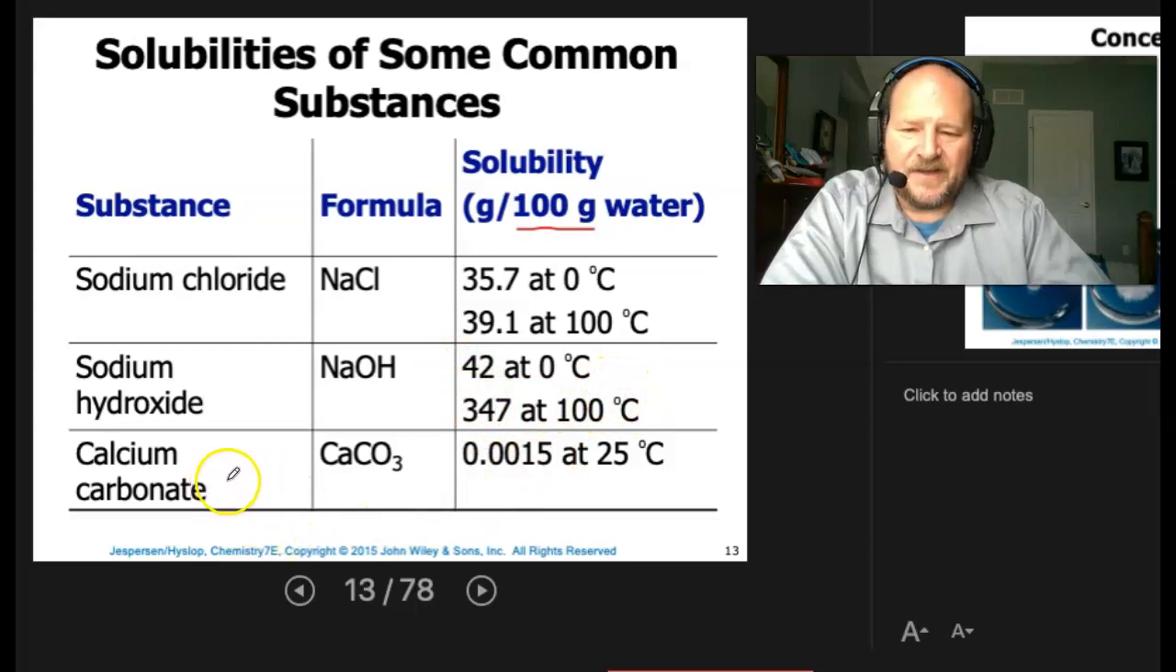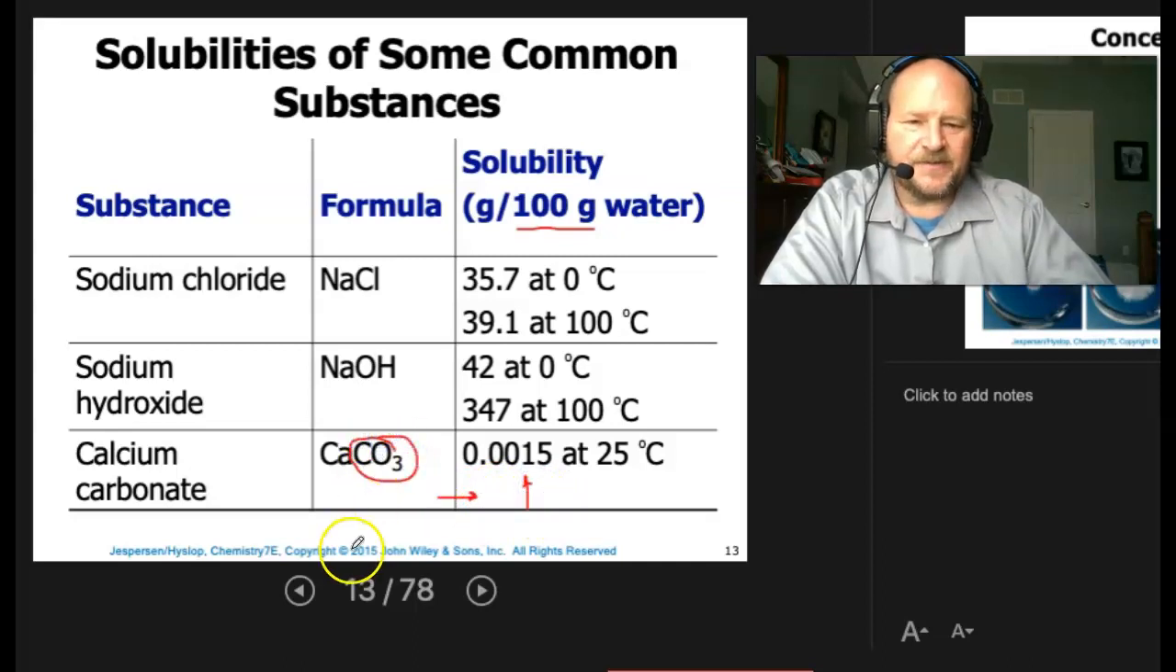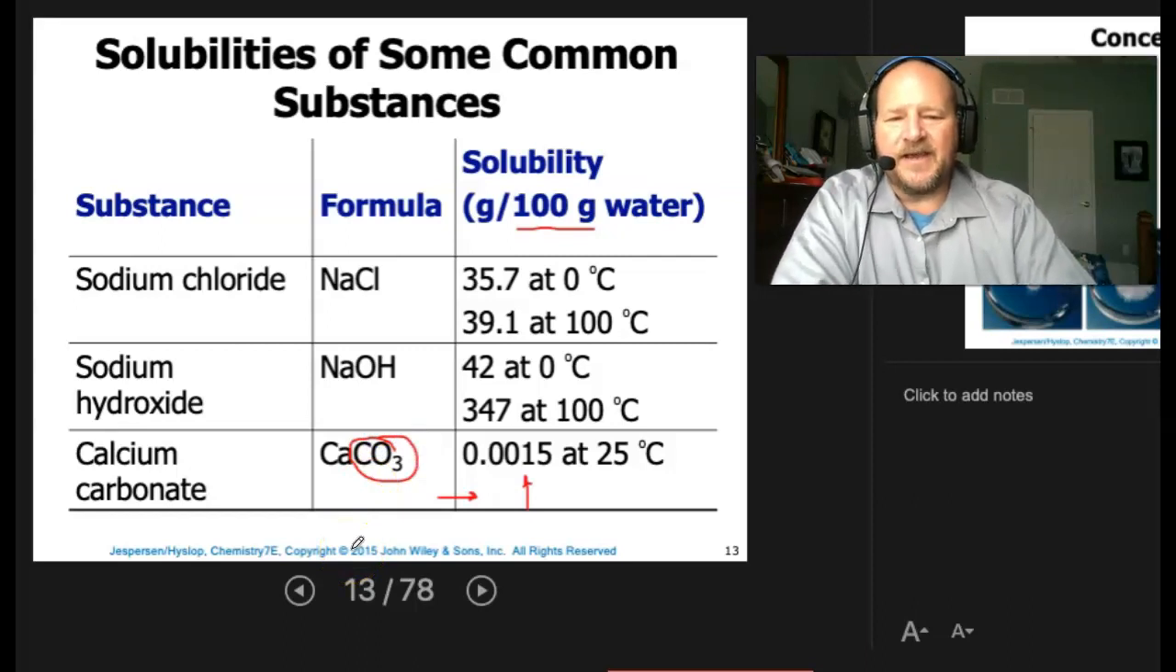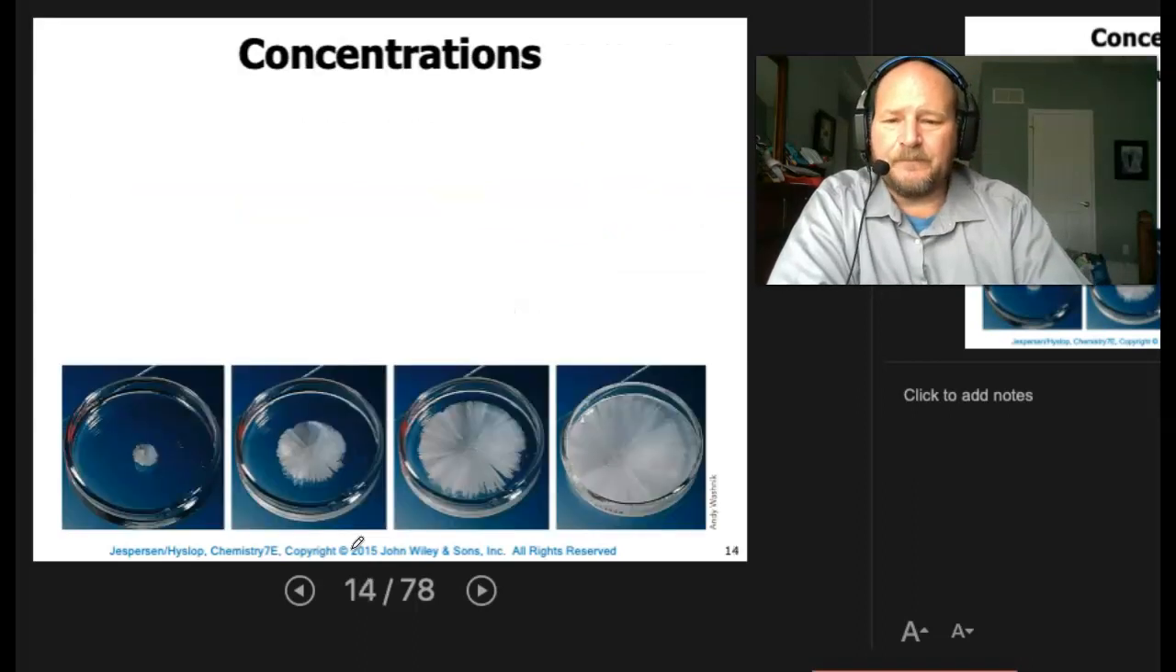On the other hand, we can have something like calcium carbonate, and here we have 0.0015, so it's not really soluble at all. And notice they didn't even give us the second temperature, and that's because as we heat this one up, the CO3 actually breaks down and becomes carbon dioxide. So it's like a plop plop fizz fizz almost. And again, this is all stuff I would look up in that CRC book. I wouldn't expect you to know these things. And again, if you need them, they'll be part of the question.